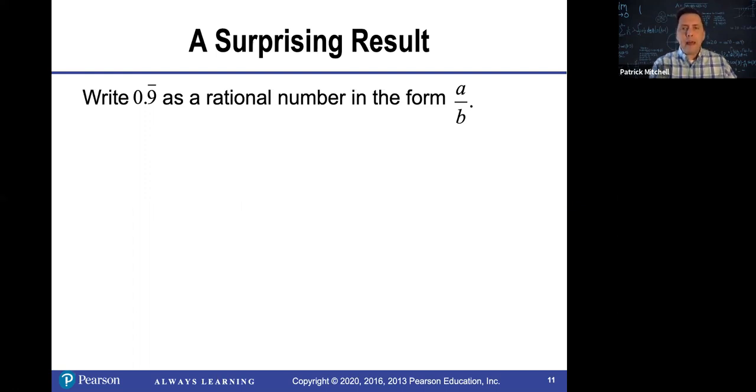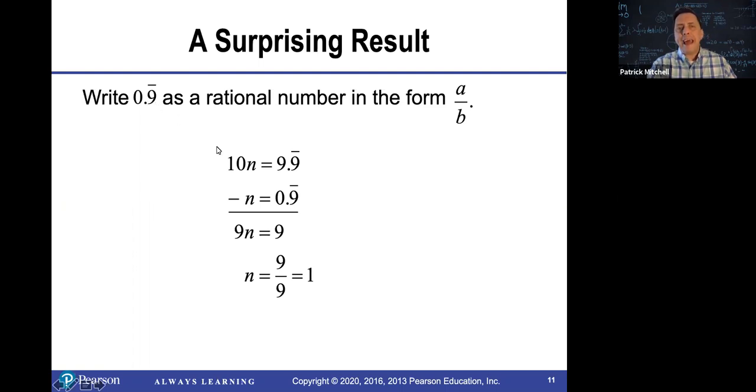So if we use the same method that we were using earlier, since there's only one repeating digit, call this thing n, multiply both sides by 10, so that gives you 10n equals 9.9 repeating. Subtract n equals 0.9 repeating, and look, you end up with 9n equals 9, which means that this mystery number n, 0.9 repeating, is actually exactly equal to 1. They are exactly equal. 0.9 repeating is not just a little bit less, it is exactly the same.